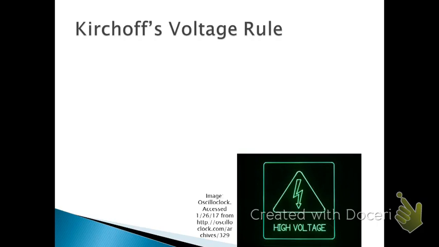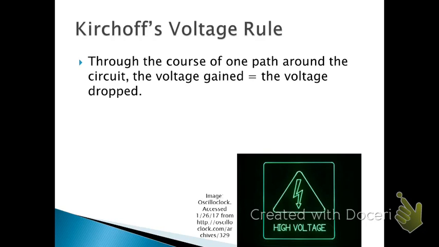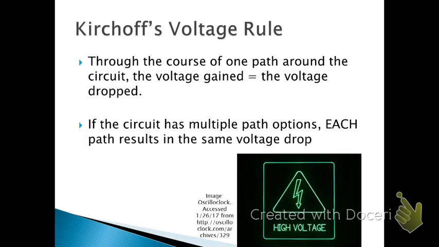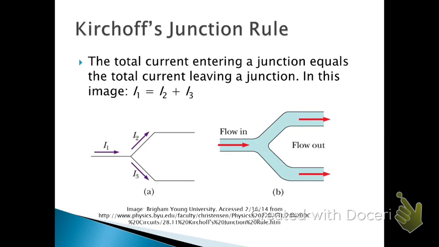A few little background things about circuits that you need to know. Again, since you have to have a closed loop, there's this law called Kirchhoff's voltage law that says through the course of one path around the circuit, the total voltage gained equals the total voltage dropped. Again, with the waterfall, whatever height the water drops off, whatever loss in potential energy in joules there, you gain from the pump. And it's the same. Now, if you've got multiple path options, like those waterfalls that we're splitting off, each path results in the same voltage drop.